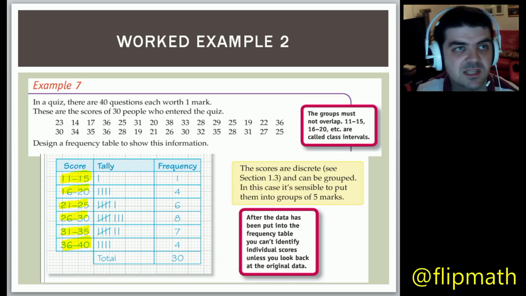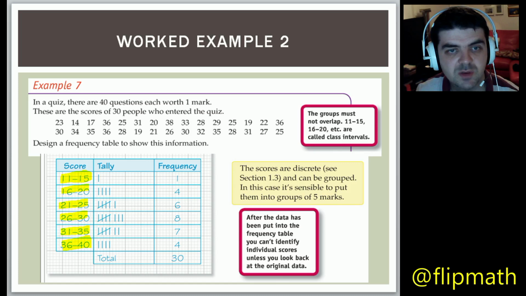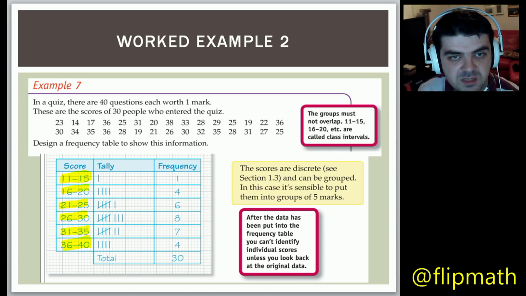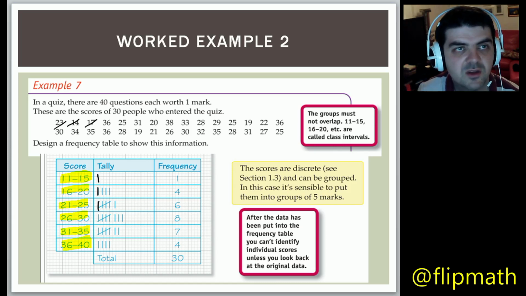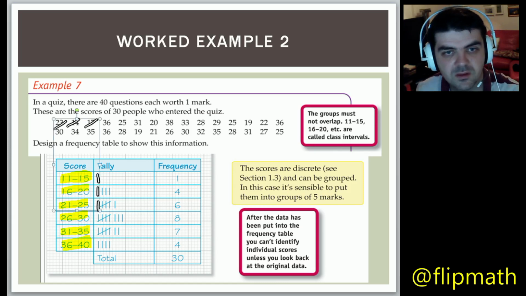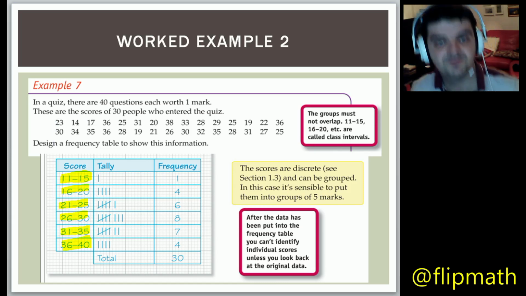And you would do exactly the same thing as you did before. You would go to 23, and you would see which colour it goes into. You would put your mark down there, and you would score it off. Do the same for 14. Do the same for 17. And eventually, you would end up with these results.